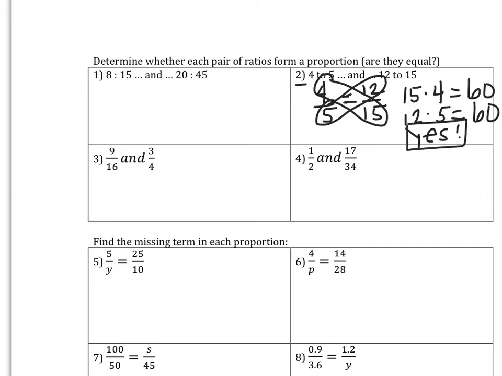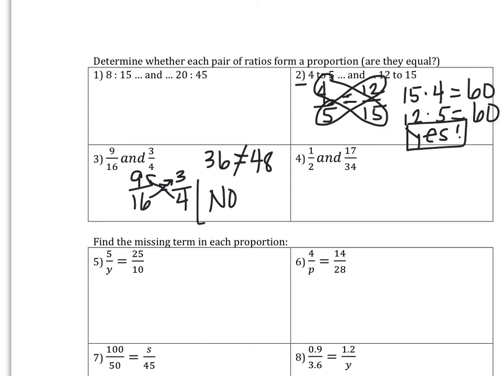Number 3, we have 9/16 and 3/4. So we have 9 times 4 is 36, and 16 times 3 is 48. They do not equal each other, so no. This pair does not form a proportion.